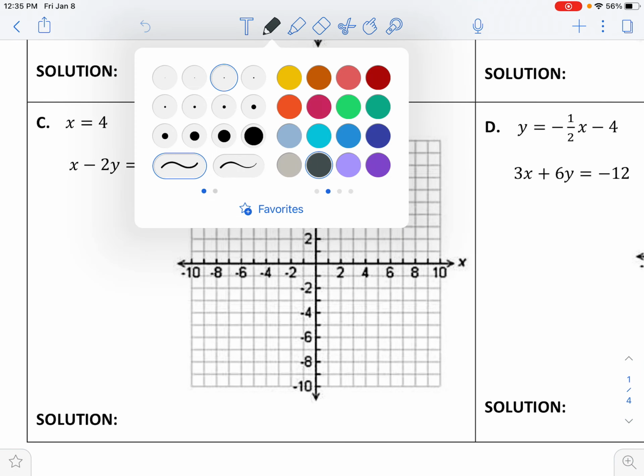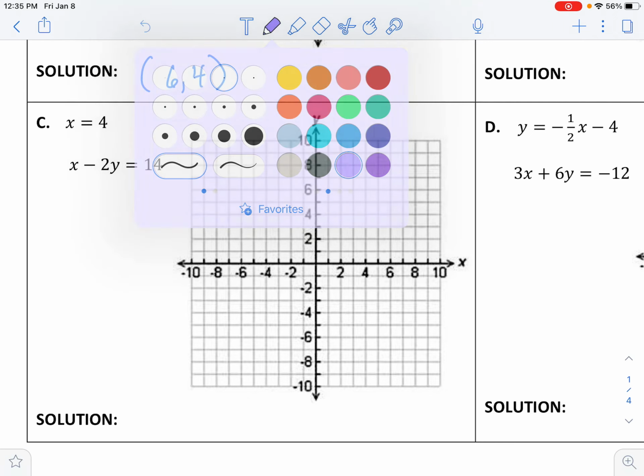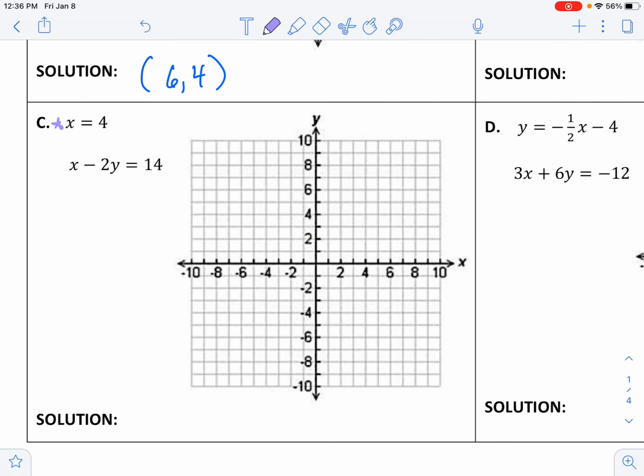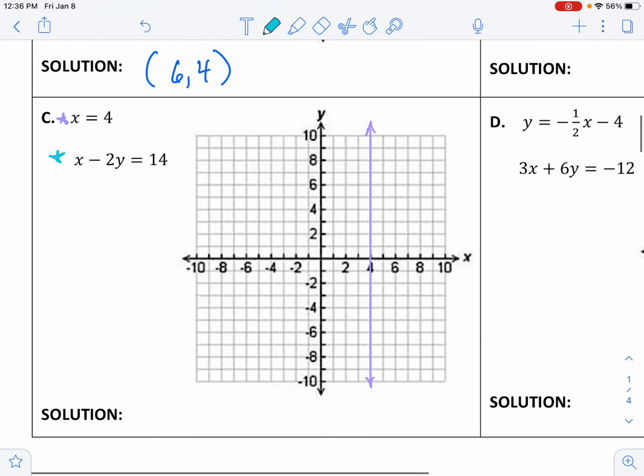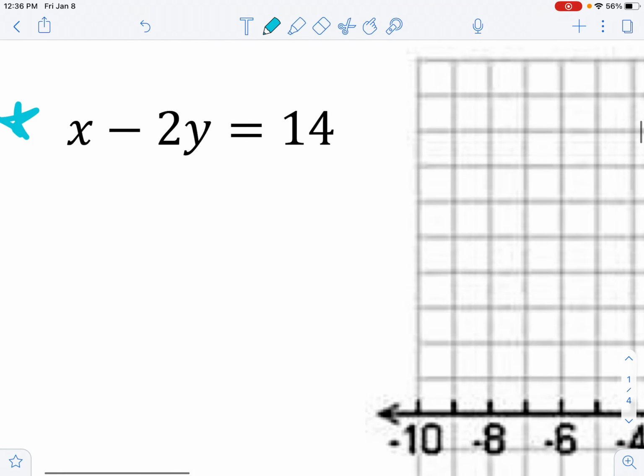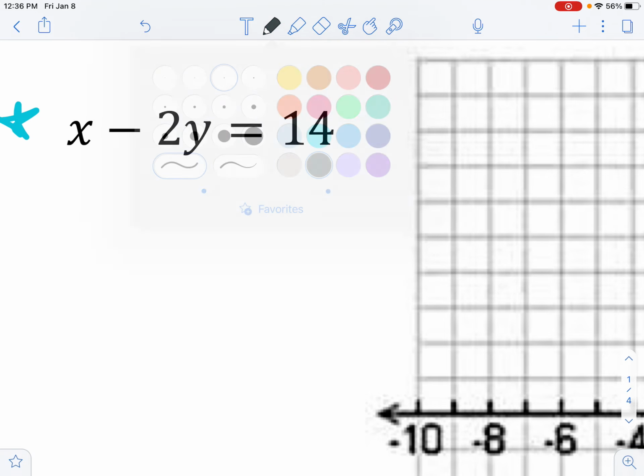We're finding the solution of this system of equations. So we're going to look at where these lines intersect to find that solution. Our first equation is the line x equals 4, which is a vertical line. It's the vertical line where all the x values are 4. And then the other line is not in slope-intercept form, so we want to do that first. We want to get y by itself.